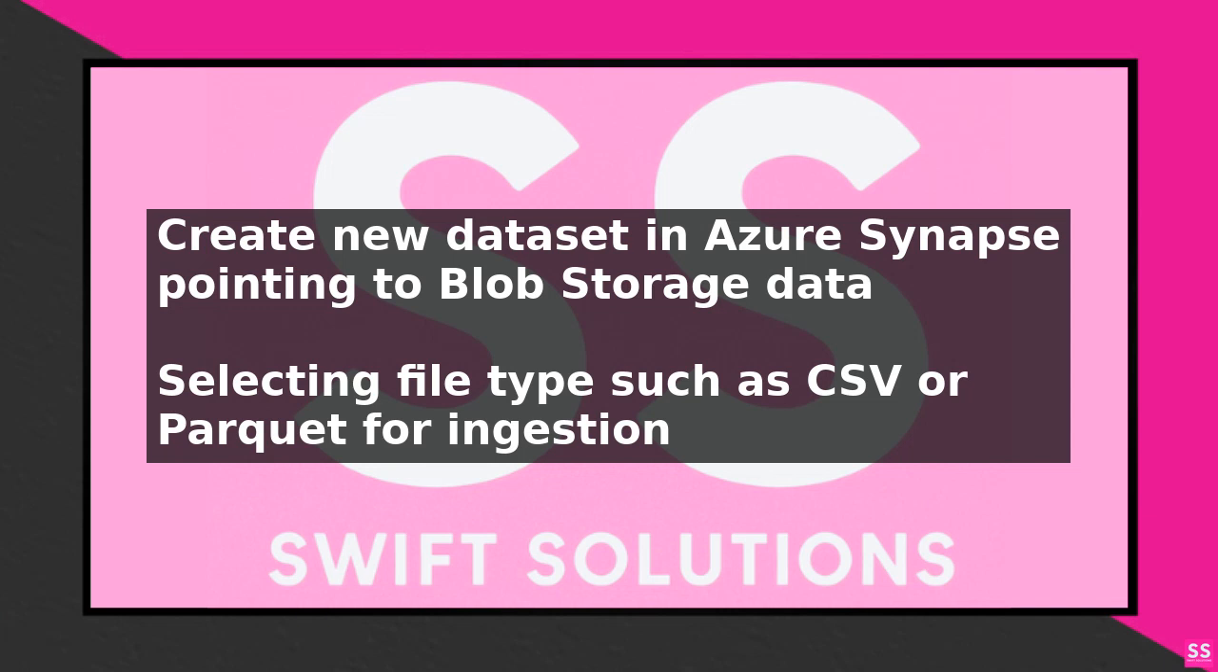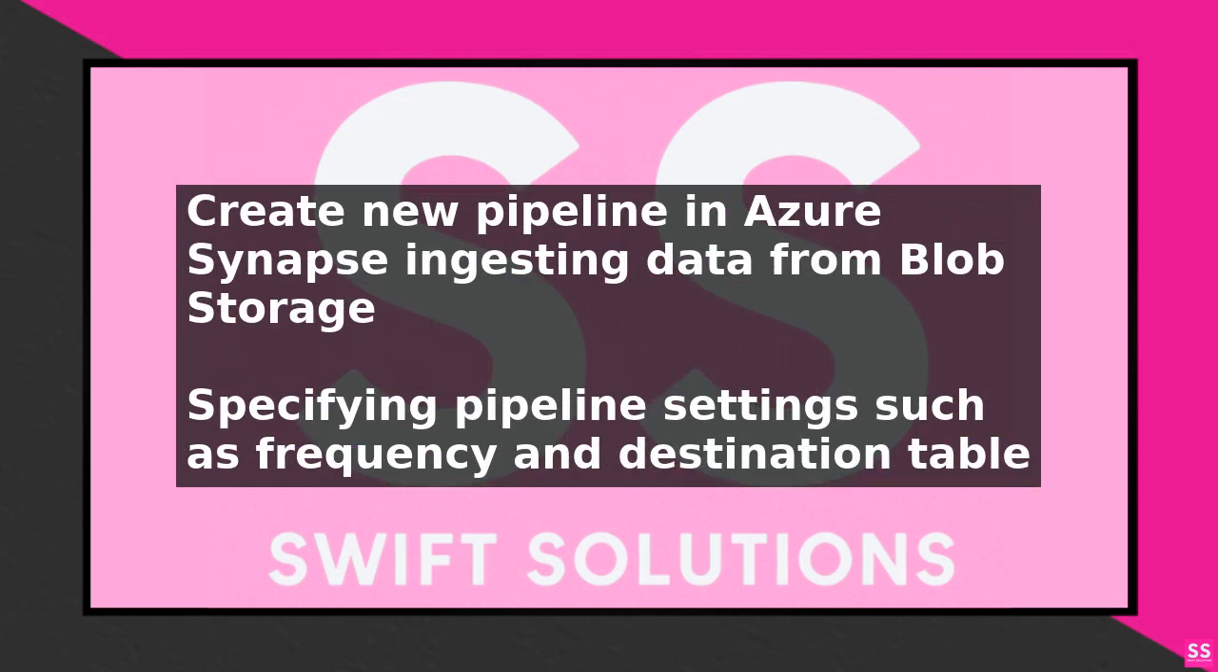In the pipeline settings, you can specify the frequency at which the data is ingested, the data type, and the destination table in Azure Synapse. You can also specify additional settings such as data partitioning and caching.